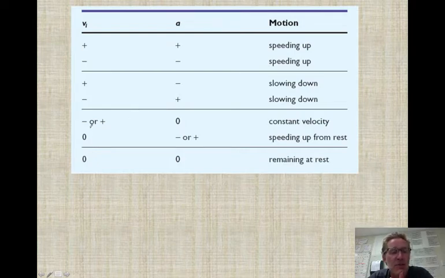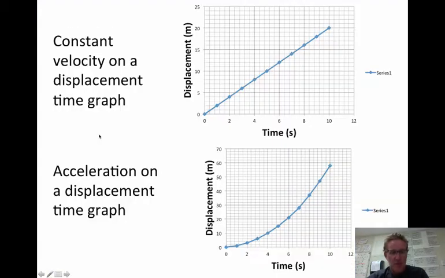Other examples: if velocity is negative or positive and acceleration is 0, of course that would be constant velocity. That means it's not changing. If velocity is 0 and acceleration is positive or negative, that would be speeding up from rest. And if velocity is 0 and acceleration is 0, then we would be not moving, obviously.